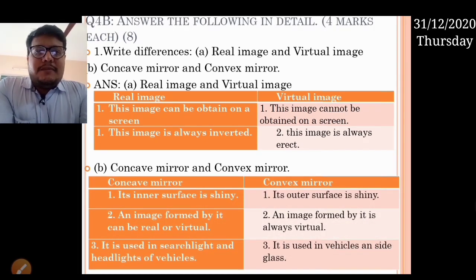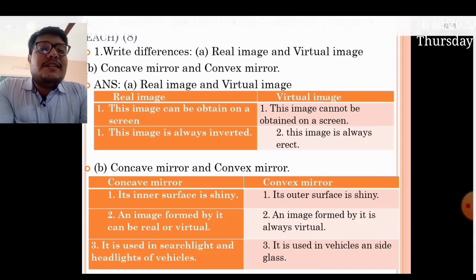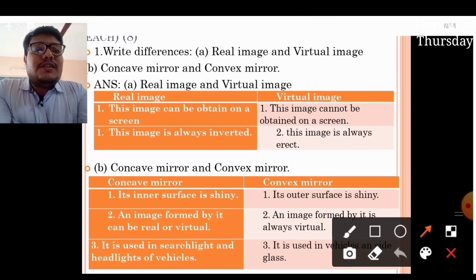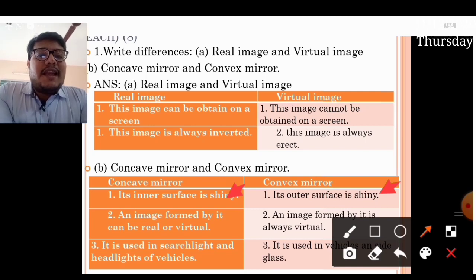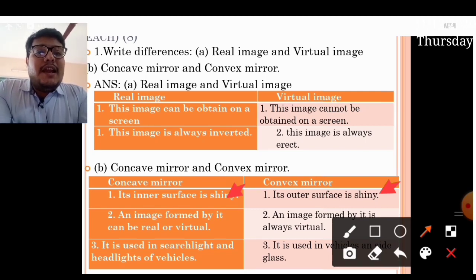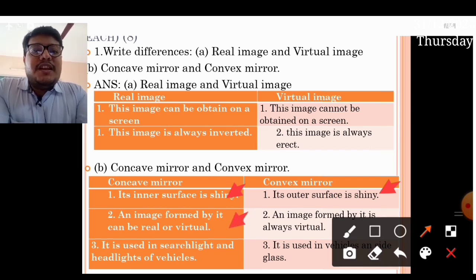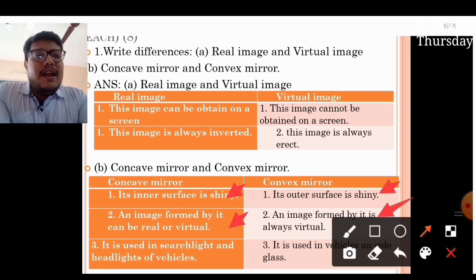Concave mirror, first one, see, its inner surface is shiny. Concave mirror's inner surface is shiny surface, and in convex mirror outer surface is shiny surface, right? Okay, see the second point, an image formed by it can be real or virtual. I am talking about concave mirror. The image formed by concave mirror can be virtual or it can be real also, right? It forms only virtual image by convex mirror.